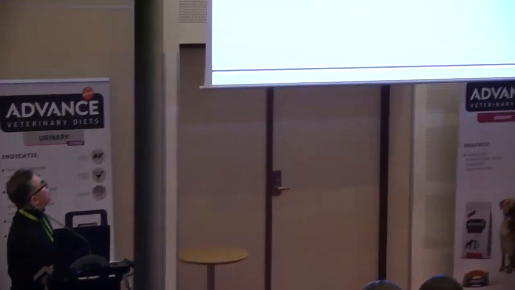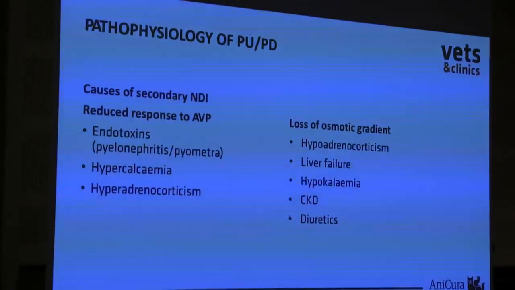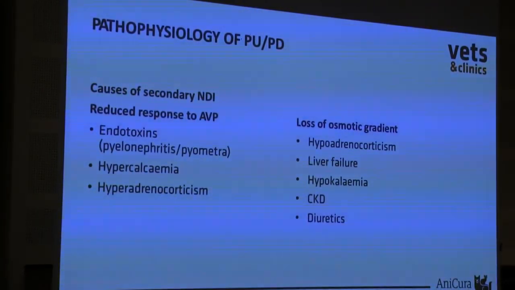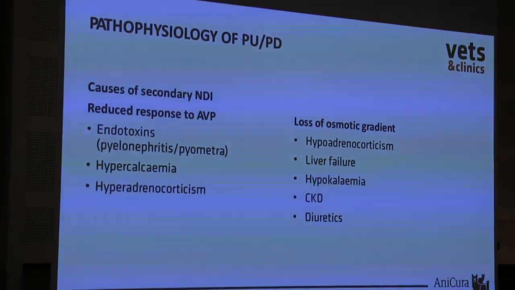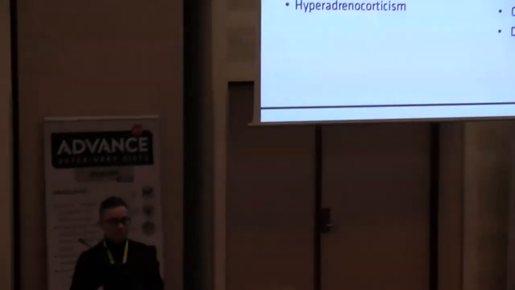Which are the causes of secondary nephrogenic diabetes insipidus? Mainly endotoxins, hypercalcemia, and hyperadrenocorticism, which produce a reduced response to AVP. Another cause is a lost osmotic gradient: hypoadrenocorticism, liver failure, hypokalemia, CKD again, which we are going to explain again, and diuretic drugs, maybe. Sorry.